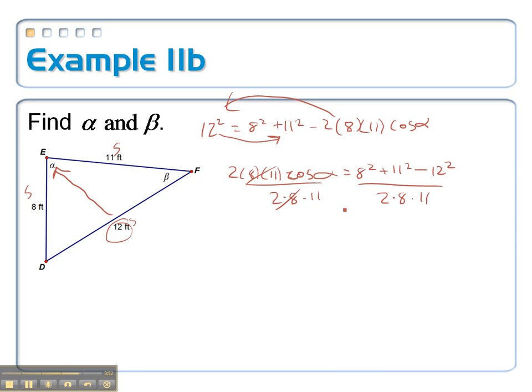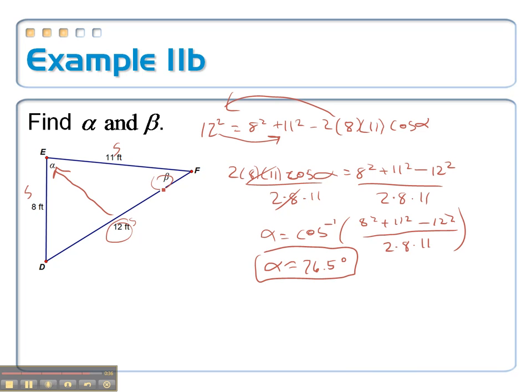Those cancel. I need alpha, so I'm going to have to take the inverse cosine of that whole fraction: 8 squared plus 11 squared minus 12 squared, all over 2 times 8 times 11. Excellent. I put that into the calculator, and I find alpha equal to 76.5 degrees. And we will find beta in the next video.